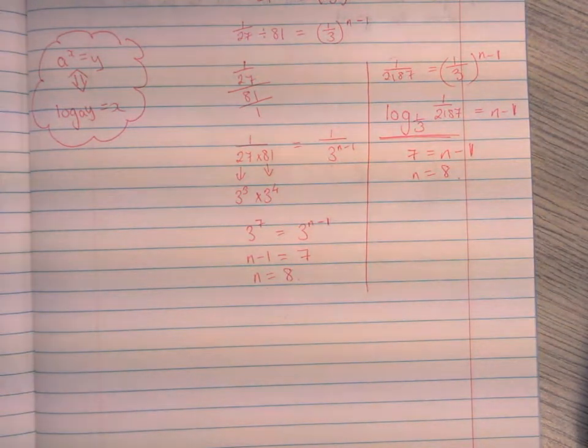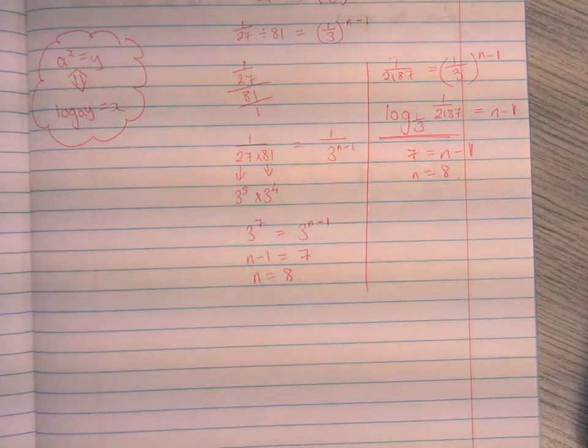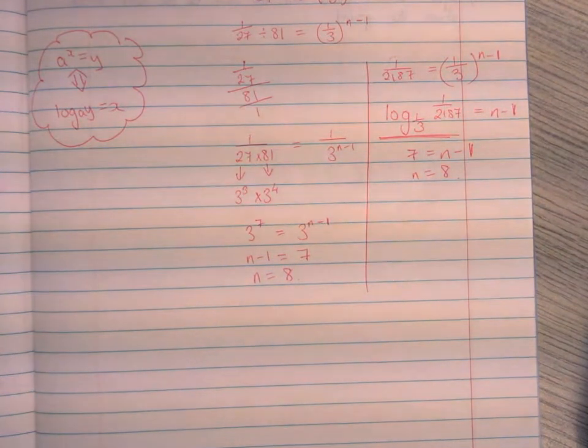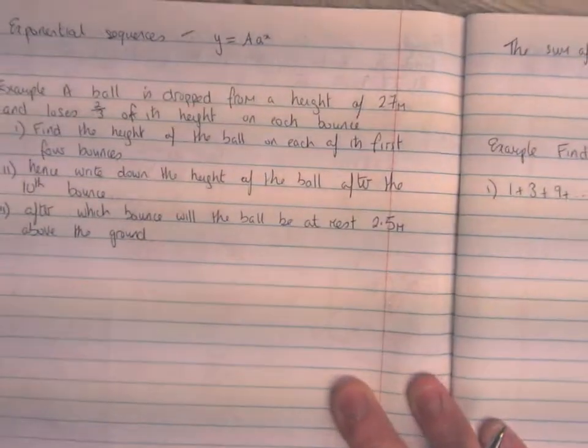Because they're the only two things we can do. If the thing we're looking for is up in the power, we either have to use logs or we have to write them to the same base number. Is that alright?